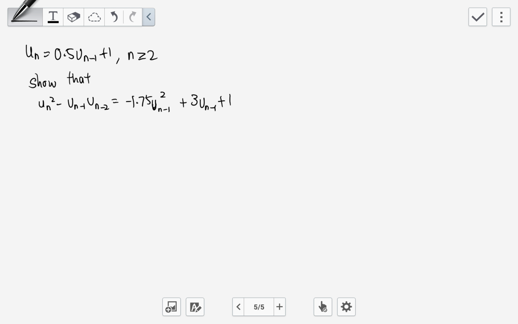So what is u_n in terms of u_{n-1}? It is just given by this, so I just replace this thing with this thing. Right, so we have 0.5 u_{n-1} plus 1, squared. Then here I have minus u_{n-1} times u_{n-2}.